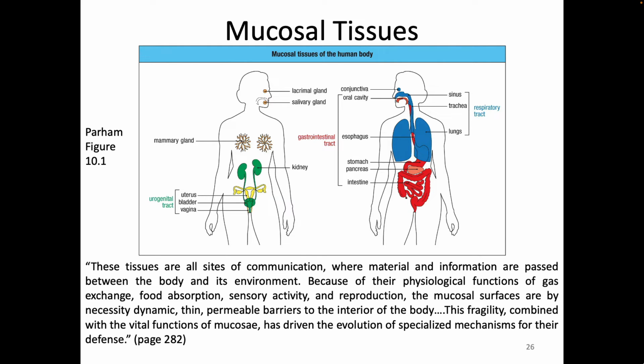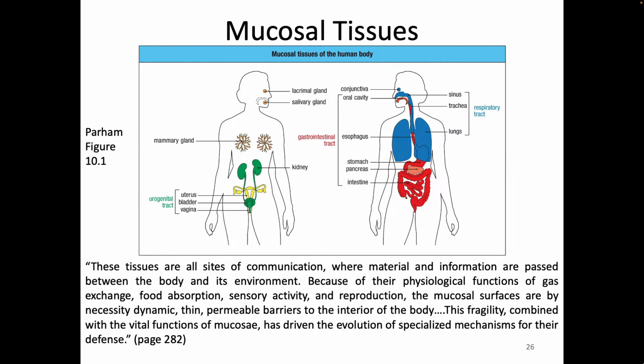And they all have vital functions, and they're also sometimes a bit fragile because they're thin and they have to let things through. And so that has meant that these tissues tend to have some really specific unique organization and unique aspects of defense. We've already talked about one aspect of a unique response at mucosal tissues earlier this semester.